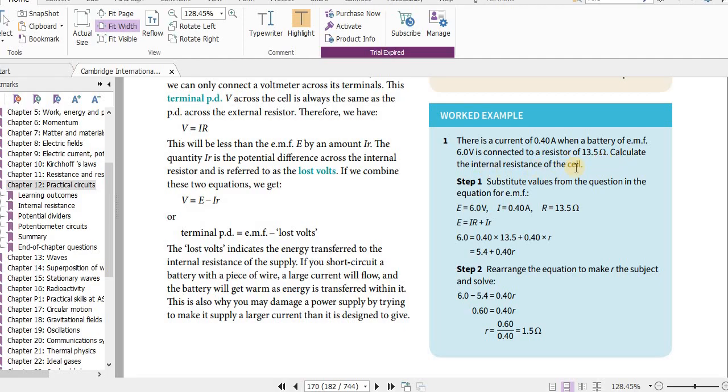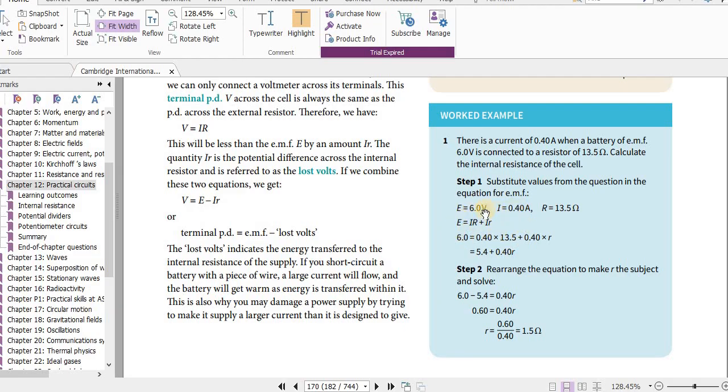Calculate the internal resistance of the cell. So very easy, we can use this equation. Remember, simple R is the internal resistance. Simple R times I will give you the lost volts. If you want, you can write down the quantities that are given in the question like this, and then also write the equation that you are supposed to use.